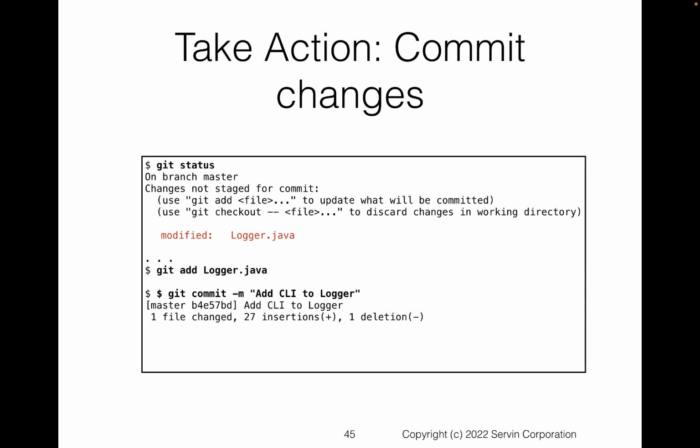Well, we're ready to commit some changes now. We got pretty much everything working, so we'll do a git status. What did we change this time? Well, we changed the Logger.java, so we'll do a git add of Logger.java, and then we'll do a git commit -m saying we added the CLI to Logger, that is, we added the command line interface.